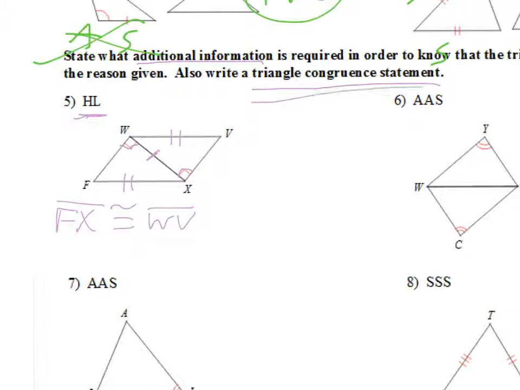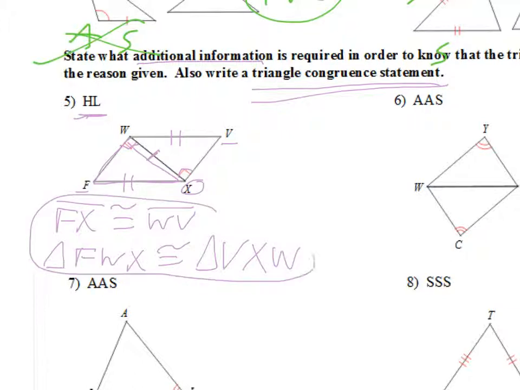Now we need to write a congruent statement, so we're going to say triangle FWX is congruent to triangle. Be very careful here. We can't just list anything. We have to label corresponding parts. F is corresponding to, in this case, V. So we have to start our next answer with V. W in this triangle here is corresponding to X. So X would go next, and then X corresponds to W. So that would be my answer for number 5.